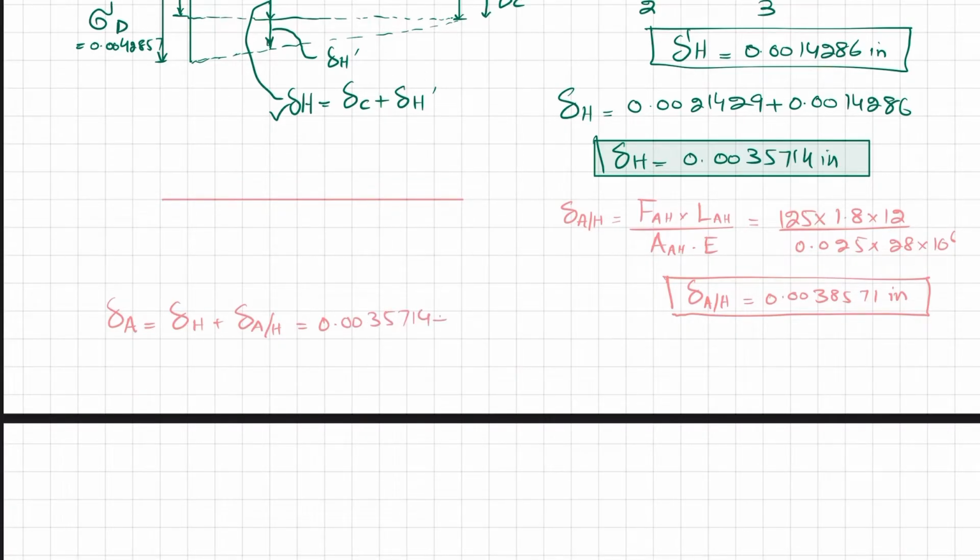So you can put the value 0.0035714 plus 0.0038571, and that will be the total displacement of point A, which is 0.0074286 inch.